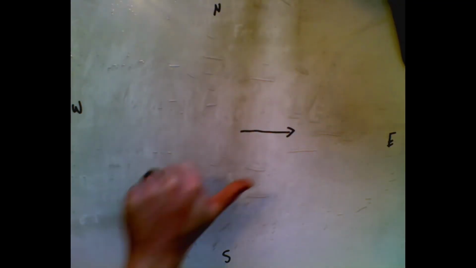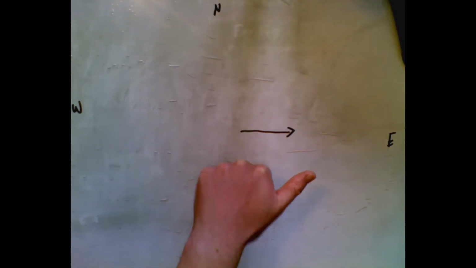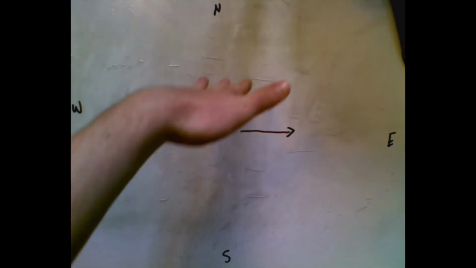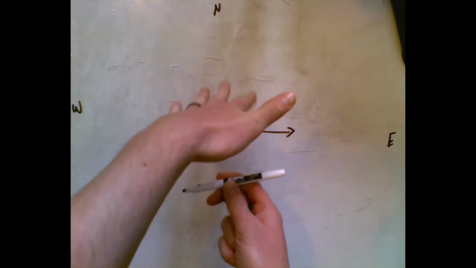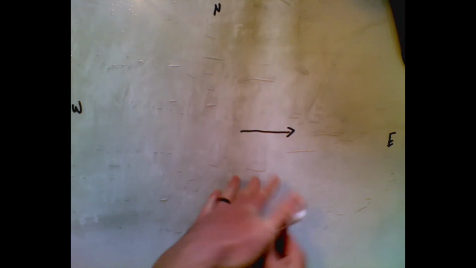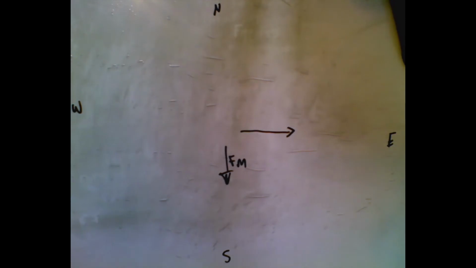So that's my thumb, and then my magnetic field was going downwards, which is into the page. And when I do that, you can see that my thumb is pointed that way, my fingers are going into the page, and my hand is going to push towards the south. So my magnetic force is towards the south, like that. That works.